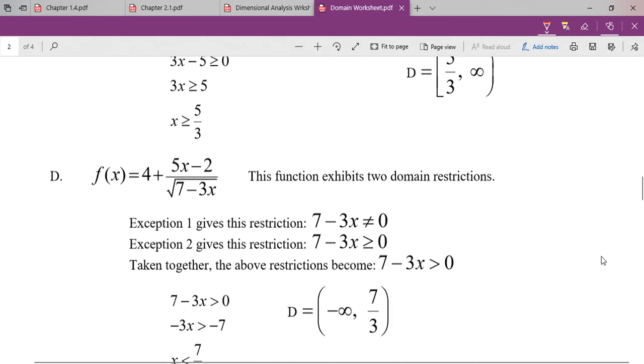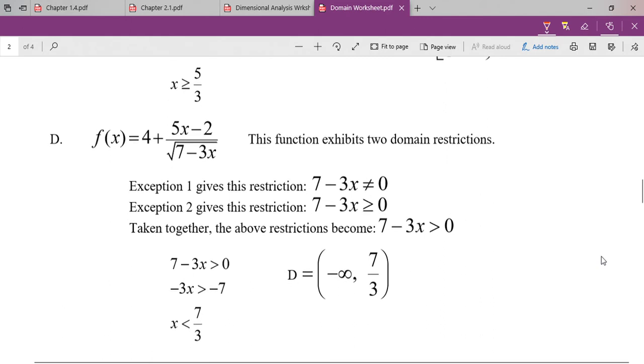All right, D. D says f of x equals 4 plus 5x minus 2 over the square root of 7 minus 3x. Now we have 2 things to worry about here. One, we've got a radical, that's even, because if it doesn't give you a number here, it's assumed to be a 2. And we also have it in the denominator. So it exhibits two domain restrictions here.